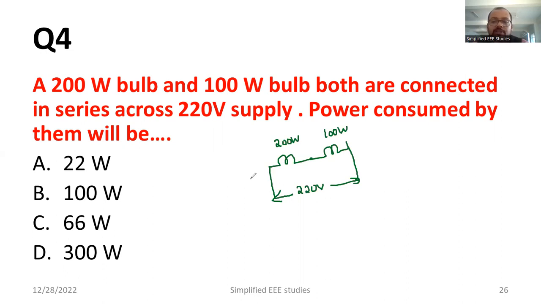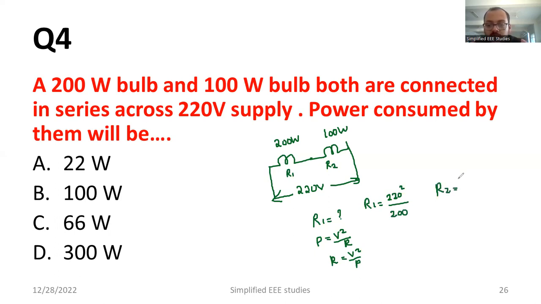So what you have to do is consider the internal resistance. We have to calculate R1 and R2. Let us calculate R1 and R2. What is R1? How to calculate R1? We have one equation according to Ohm's law: P is equal to V square by R. Therefore, R is equal to V square by P. If you follow the equation, then R1 is equal to V square divided by P. V is equal to 220, and P is equal to 200. Similarly, R2 can be written as V square.